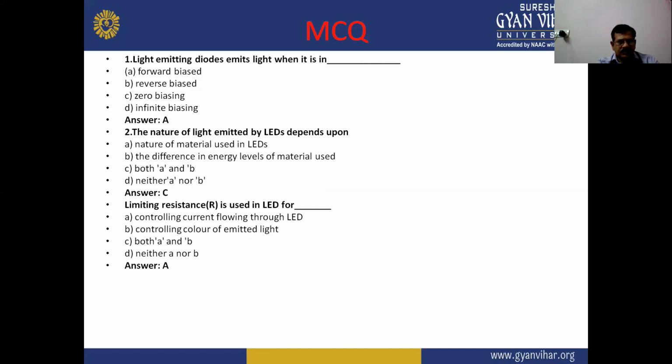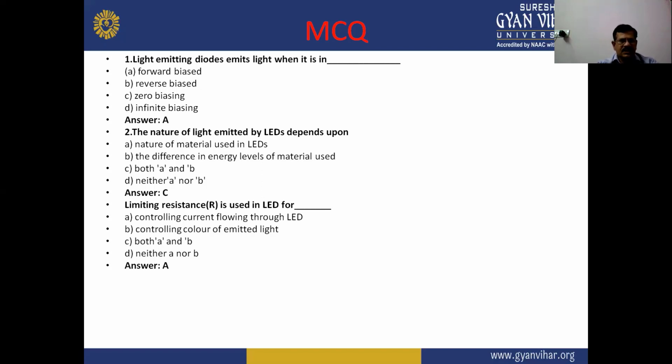Question second: the nature of light emitted by LED depends upon option A, nature of material used in LED, option B, the difference in energy levels of material used, option C, both A and B, and option D, neither A nor B. So the nature of light emitted by the LED depends on both the nature of material used in the LED and the difference in energy levels. So the correct answer is option C here.